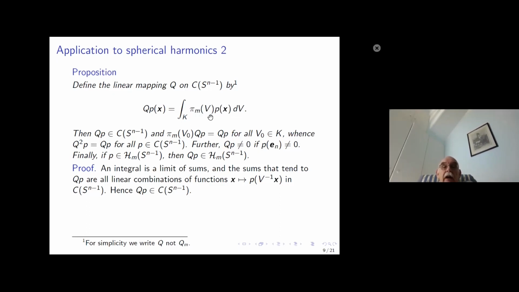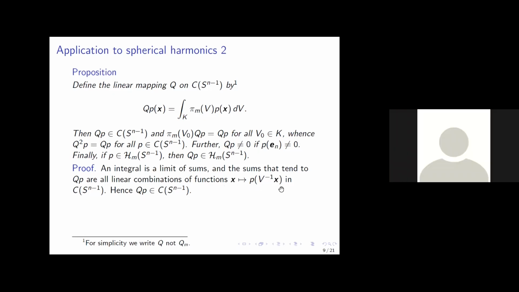We take an element V, a matrix, out of this piece. We apply that to our polynomial or our function P. And then we multiply by the size of the piece of the orthogonal group that we're taking, and we add these up. We're getting a linear combination of these objects, a linear combination of functions that are sending x to P of V minus 1 x, because this is what this pi m is doing.